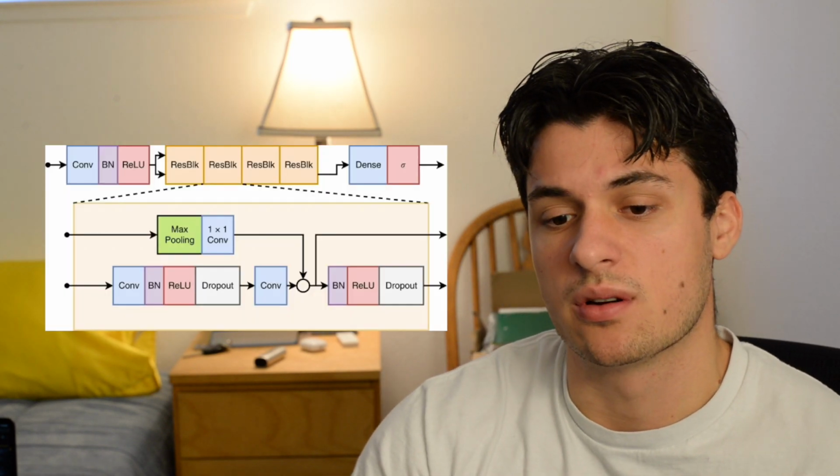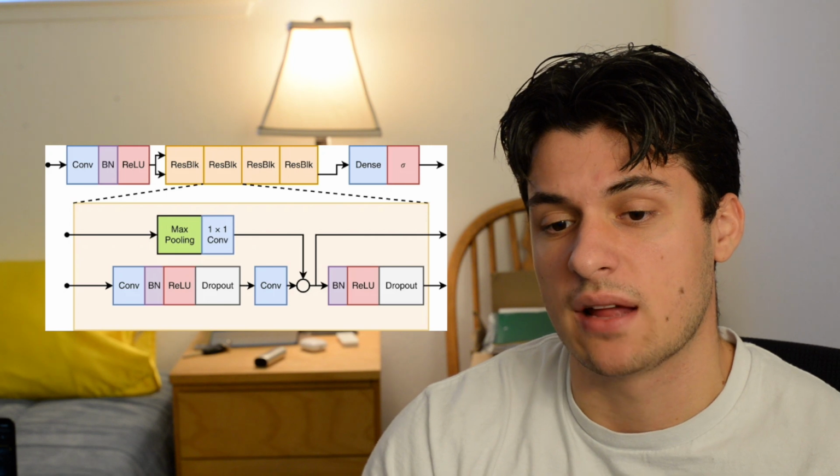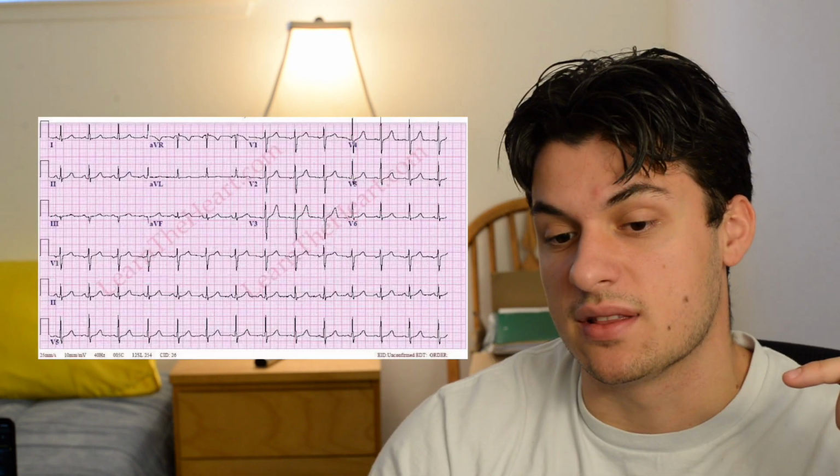What's up, guys? Today we're going to be talking about a convolutional neural net I built in Python with TensorFlow to classify heart rhythms based off 12-lead EKG data. I'm going to link in the description the data set I used and also the paper that I modeled my neural net off of if you guys want to check that out.